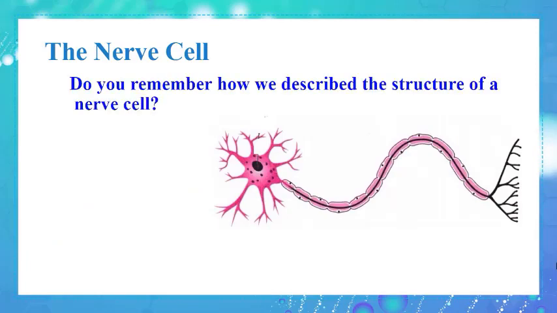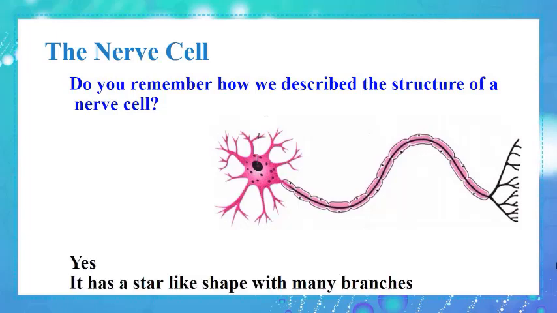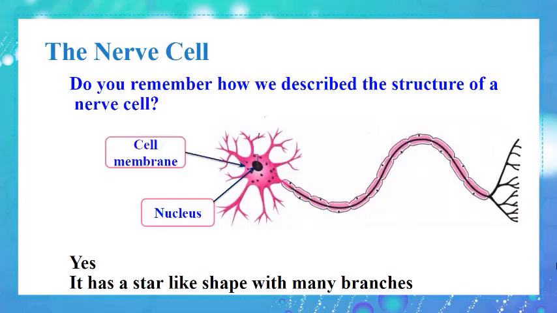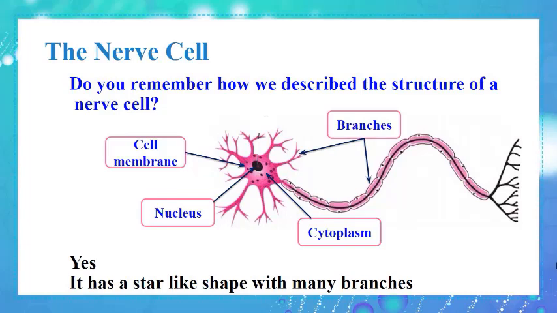Do you remember how we described the structure of a nerve cell? Yes. It has a star-like shape with many branches. Regarding its parts, like any animal cell, a nerve cell has a nucleus, a cell membrane, and cytoplasm. In addition, a nerve cell has a special structure called the branches.